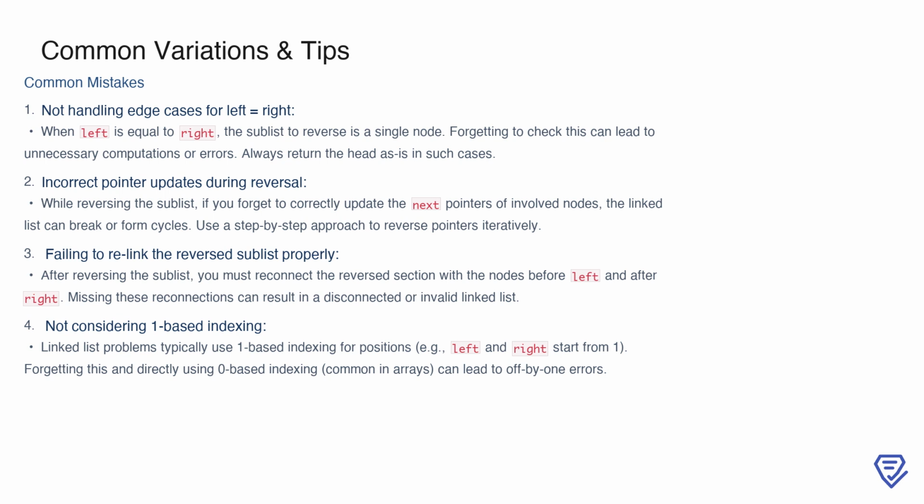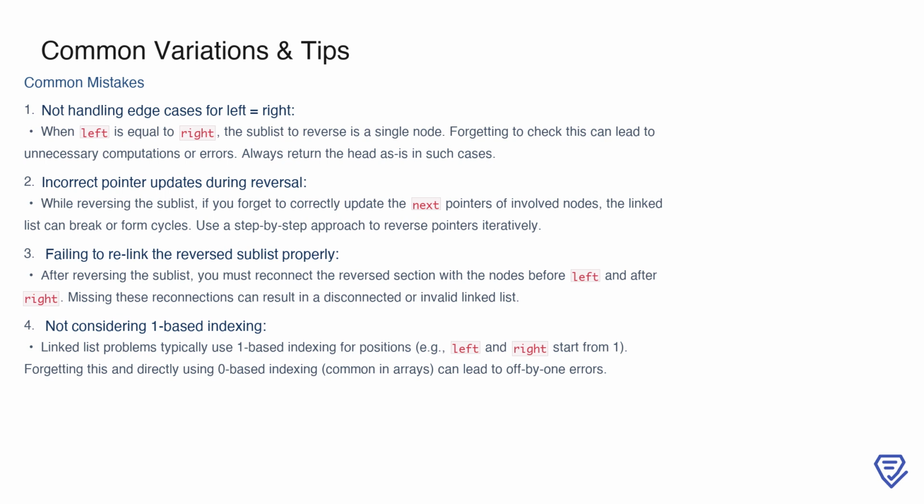Next, while reversing the sublist, it's crucial to update the next pointers correctly. Missing any step in the pointer adjustments can cause the linked list to break or even form cycles, which would invalidate the structure. Additionally, once the sublist is reversed, you must relink it to the rest of the list. This means reconnecting the reversed portion with the nodes before left and after right. Forgetting this step can leave parts of the list disconnected.